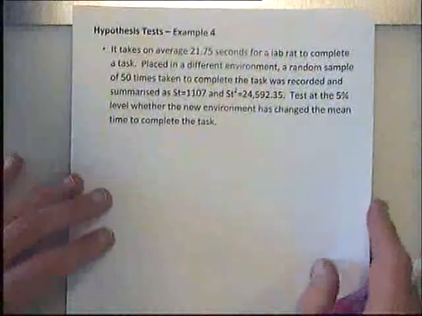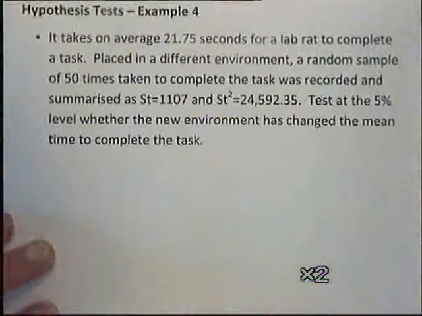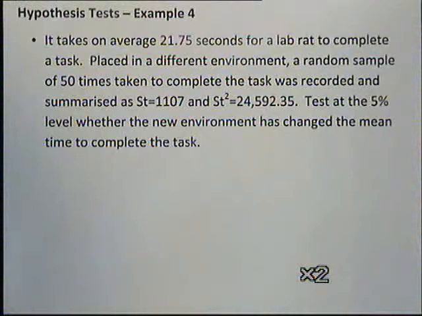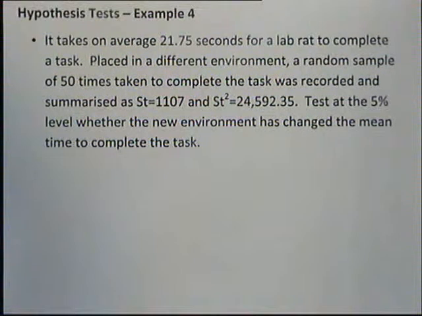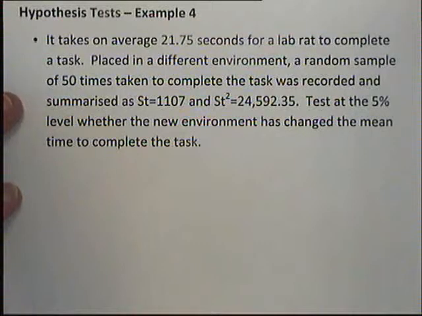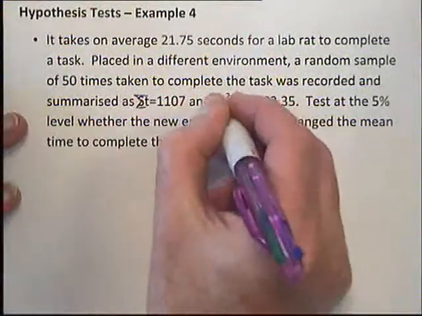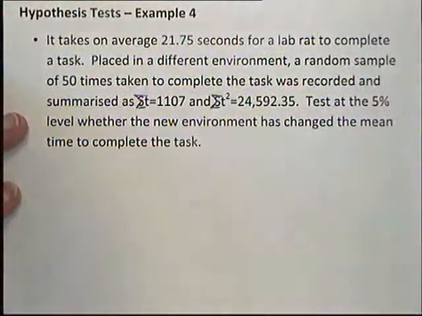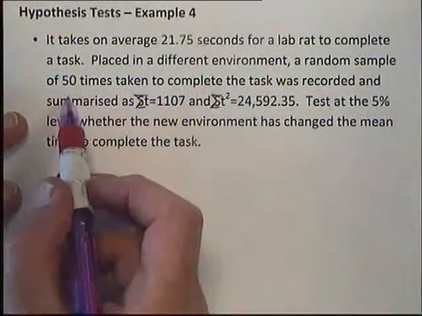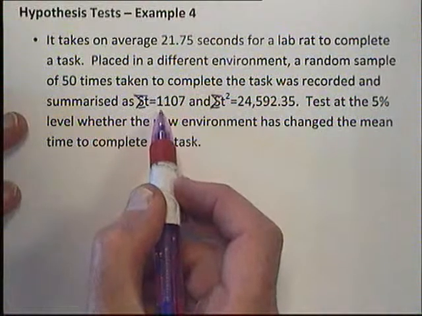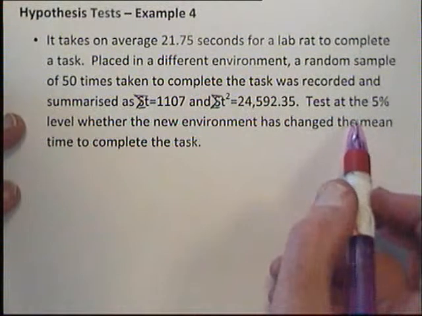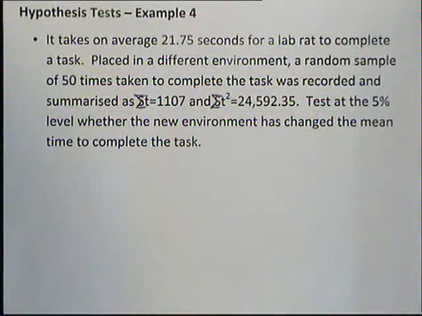So, fourth example, example number 4. It takes on average 21.75 seconds for a lab rat to complete a task. Placed in a different environment, a random sample of 50 times taken to complete the task was recorded. Now these should be sigmas. The font's changed, okay? Those should be uppercase sigmas there. So, doing it 50 times, we have some data: sigma t, the total time, and sigma t squared, the total of the squared times. Test at the 5% level whether the new environment has changed the mean time to complete the task.